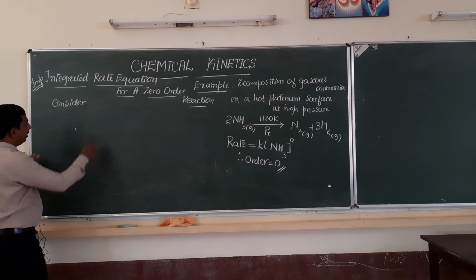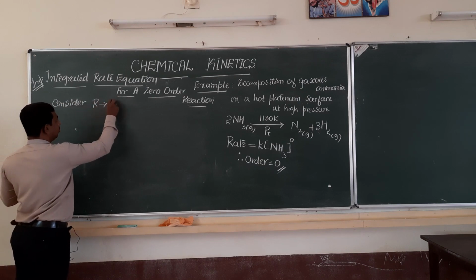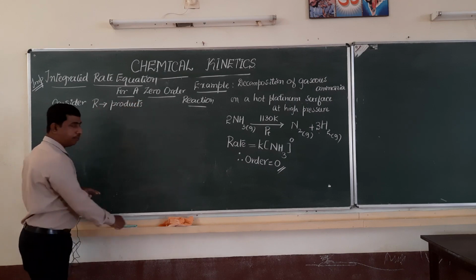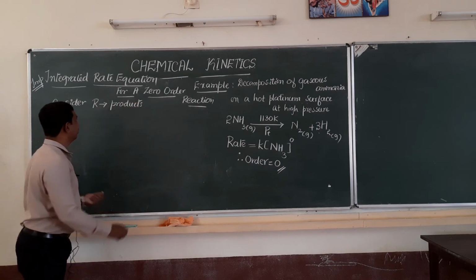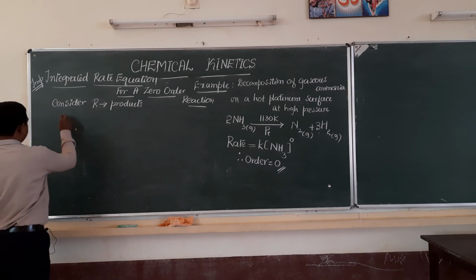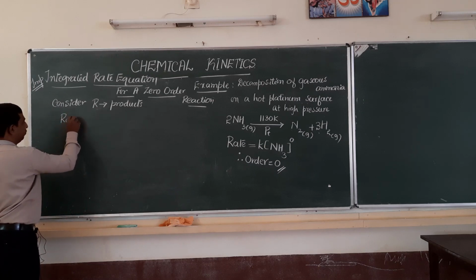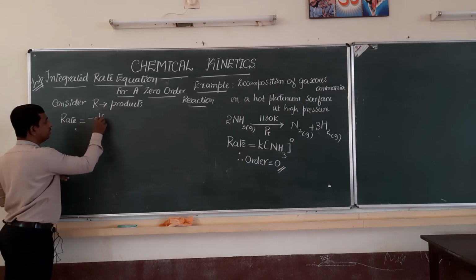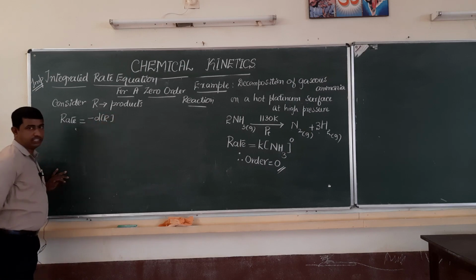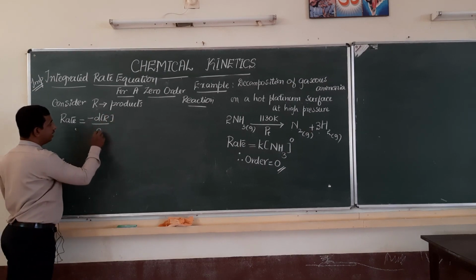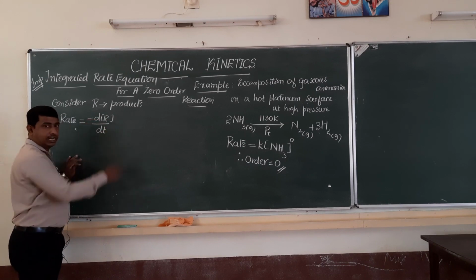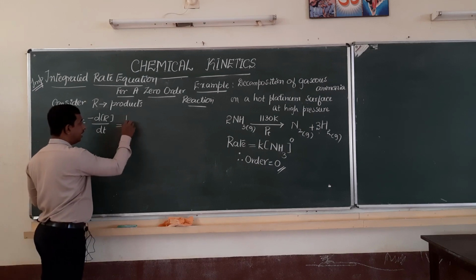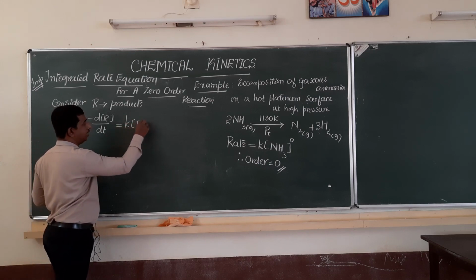Let us consider a reaction, reactant R producing product P. Since it is a zero order reaction, I can write the rate law. What is rate? Change in the concentration of the reactant with respect to time, that is minus dR by dt. It is equal to K into the concentration of the reactant.